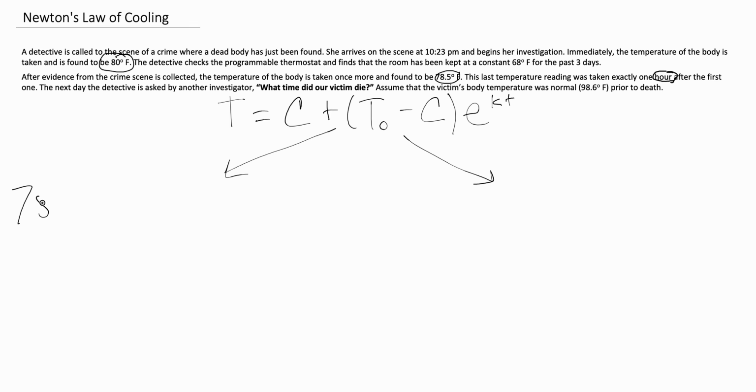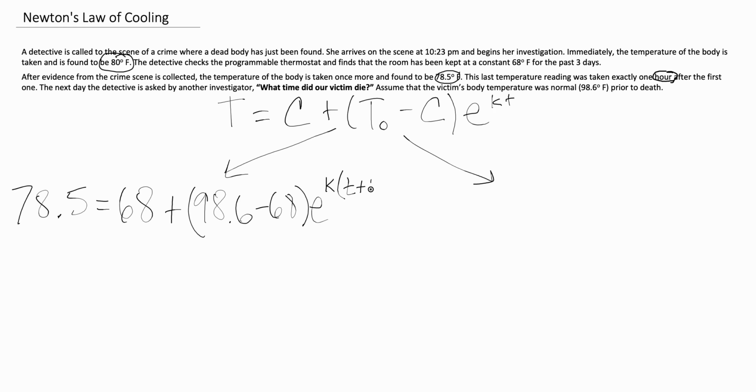First, we know the temperature dropped to 78.5 degrees. The room's temperature was a given 68. We assume the initial temperature of 98.6 degrees. And that was measured an hour after the detective arrived. So our variable in this space is just going to be the amount of time since death plus 1 hour, because 1 extra hour had gone by.